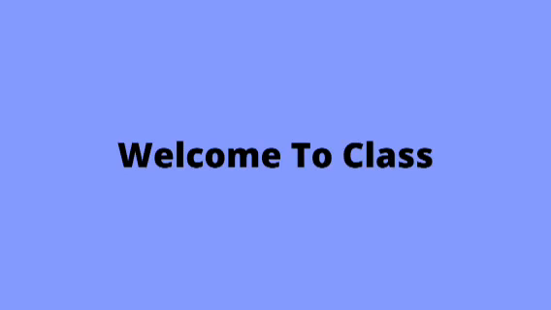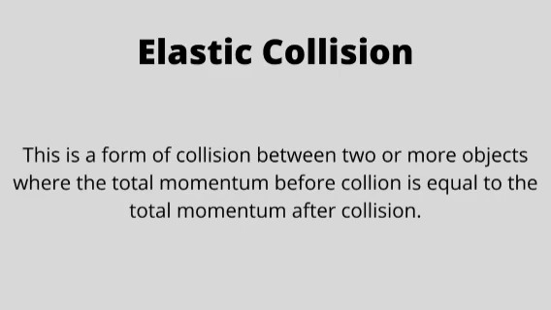Welcome to class. In the last class, we talked about linear momentum and how the product of mass and velocity is momentum, and that's how every object in motion that has a particular velocity and mass has momentum. In this class, we'll be talking about elastic collision, which is still under linear momentum.